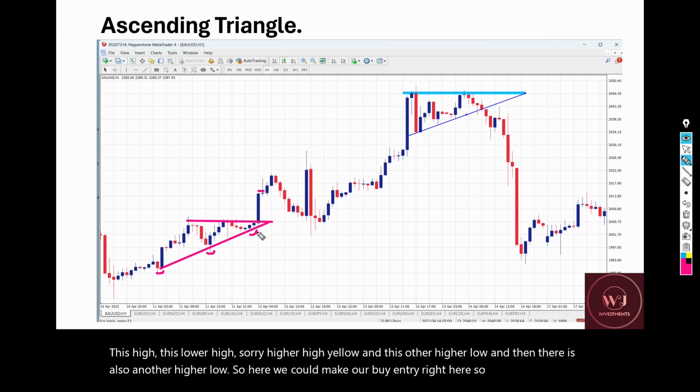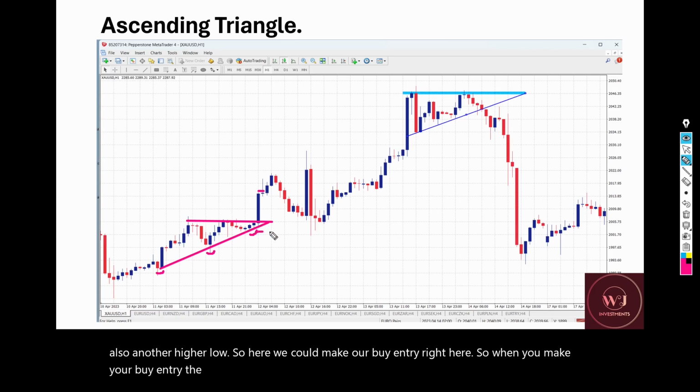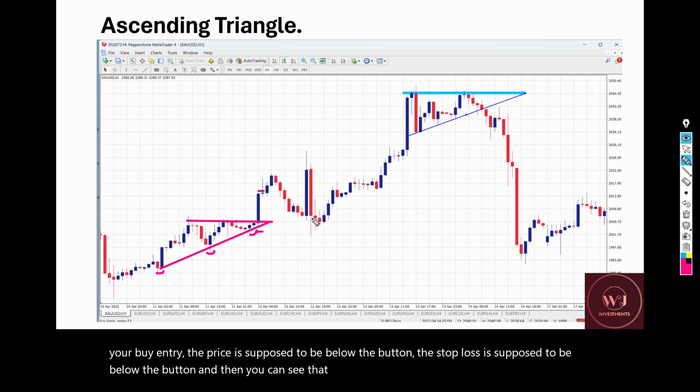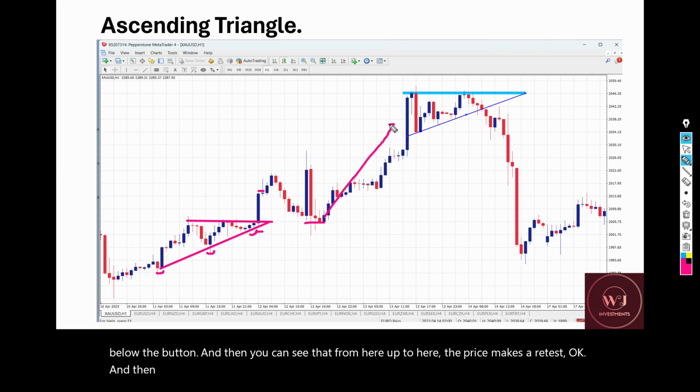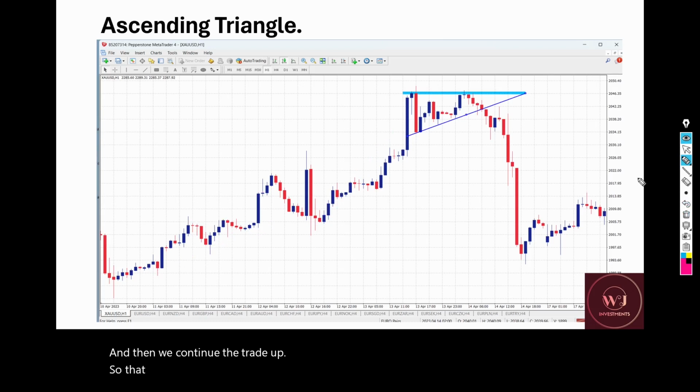When you make your buy entry, the stop loss is supposed to be below the pattern. And then you can see that from here up to here, the price makes a retest, okay? And then we continue the trade up. So that is how we draw the ascending triangle chart pattern.